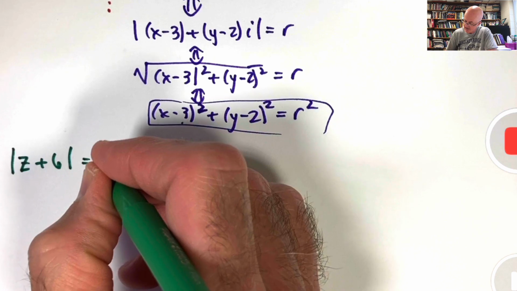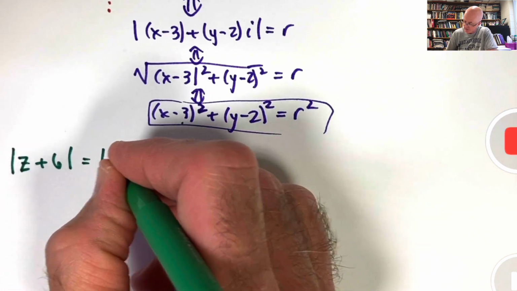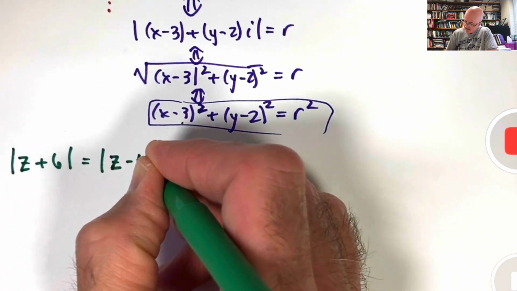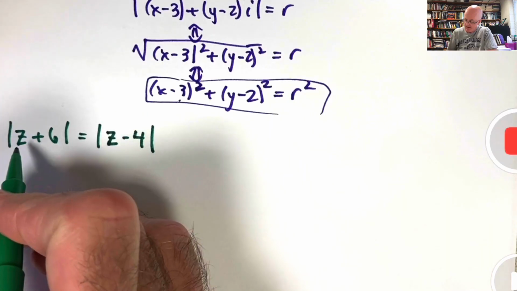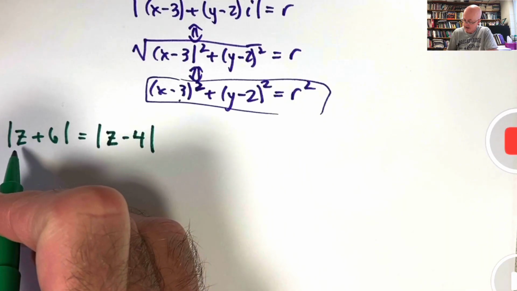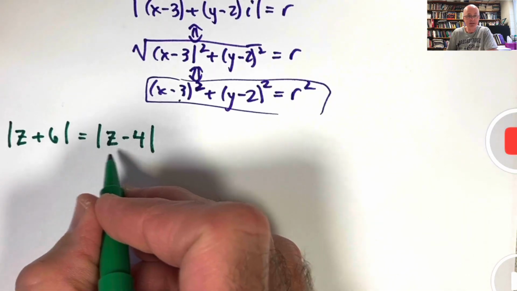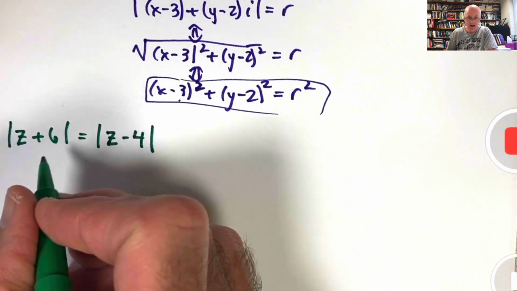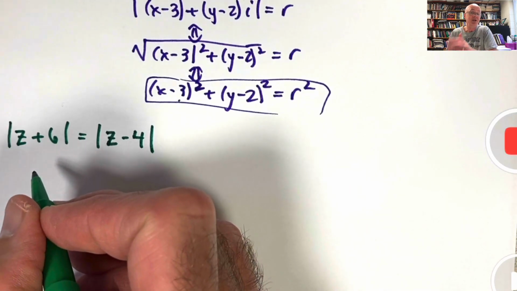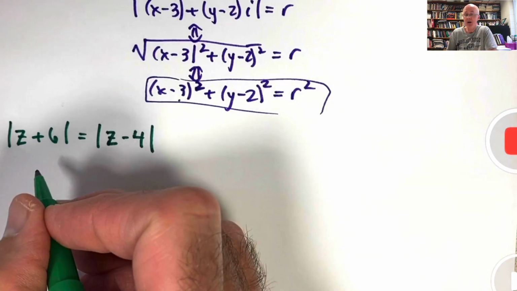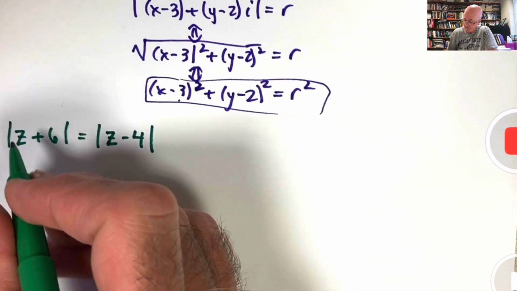We could talk about the set of points. I won't bother with set builder notation here. Satisfying this equation, set of points z in the complex plane so that the modulus of z plus 6 is the same as the modulus of z minus 4. What is this set of points? It's much simpler than you might imagine. Maybe you want to pause the video and see if you can figure it out.